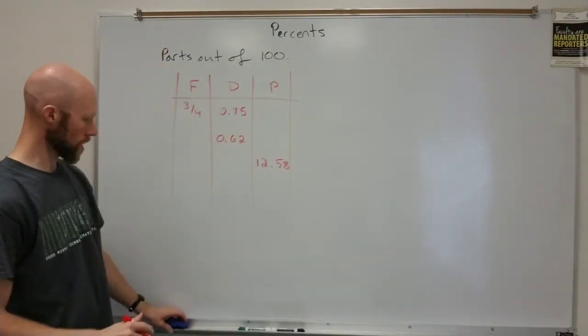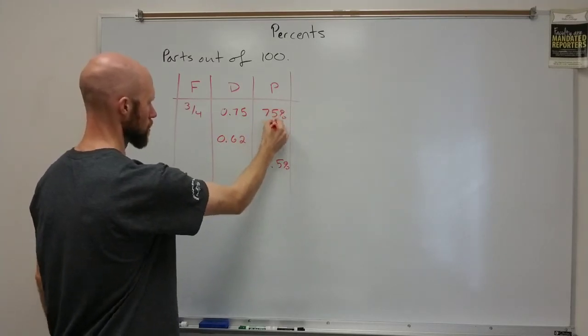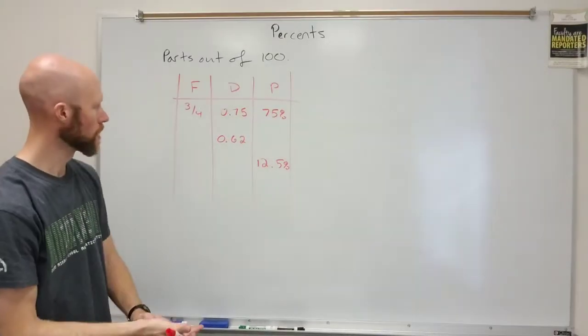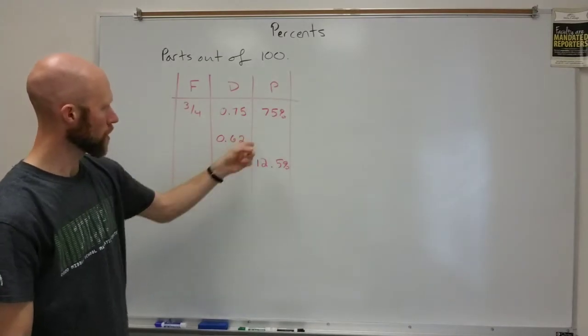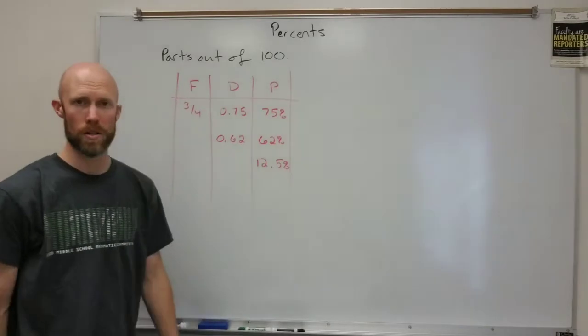And then as a percent, of course, you move your decimal over twice and you get 75%. So 3/4 is 75%. 0.62, well, as a percent, that one's easy. It's just 62%. Move the decimal twice to the right.